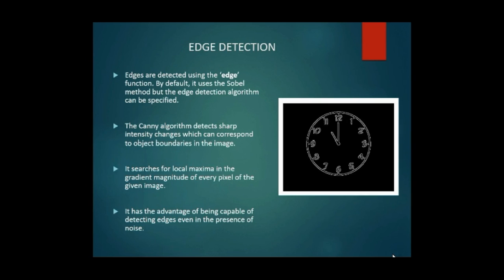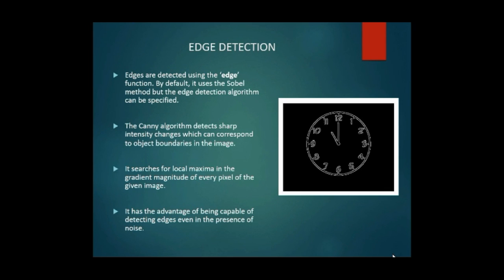The Canny edge detection algorithm was developed by John F. Canny in 1986 and is widely used in computer vision algorithms to identify and detect sharp intensity changes, which can correspond to object boundaries in an image. The way it works is as follows.